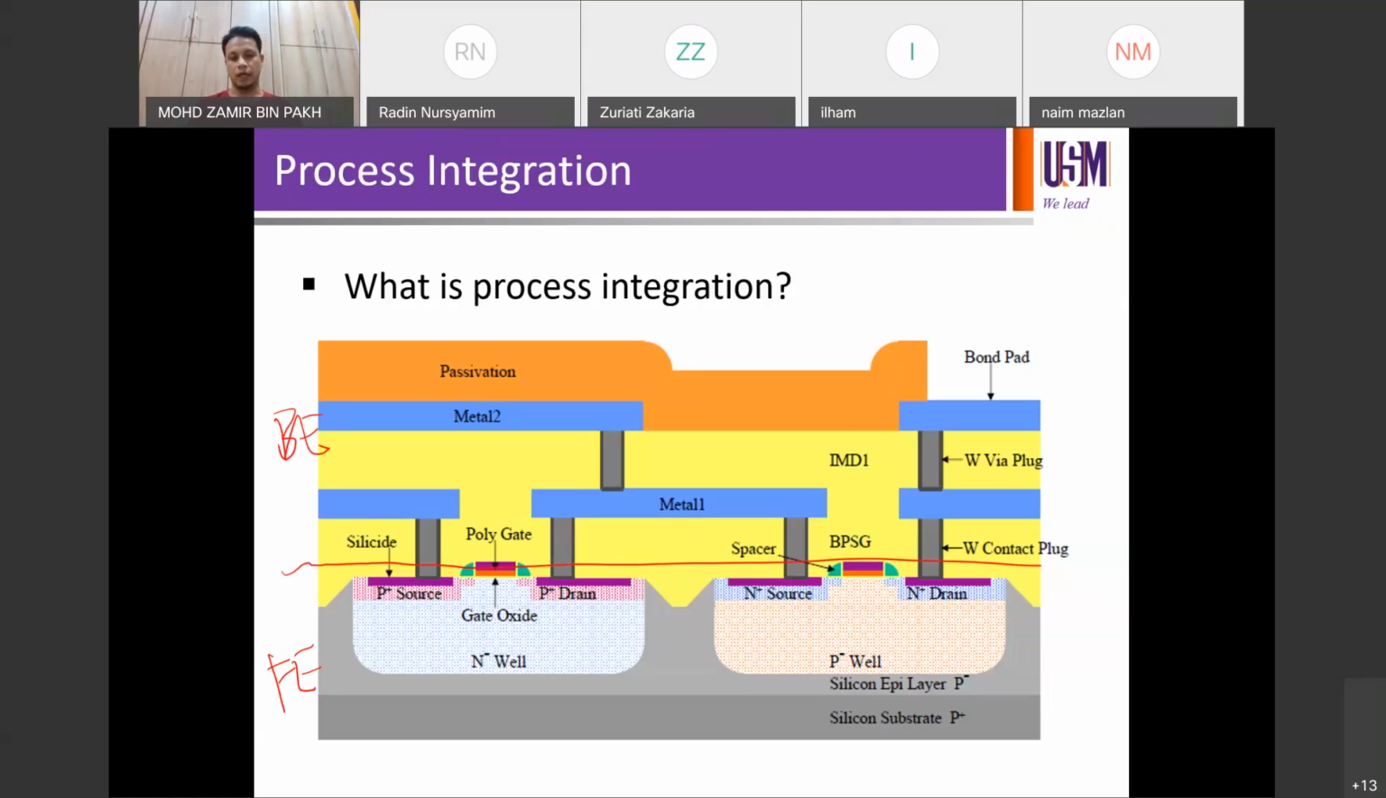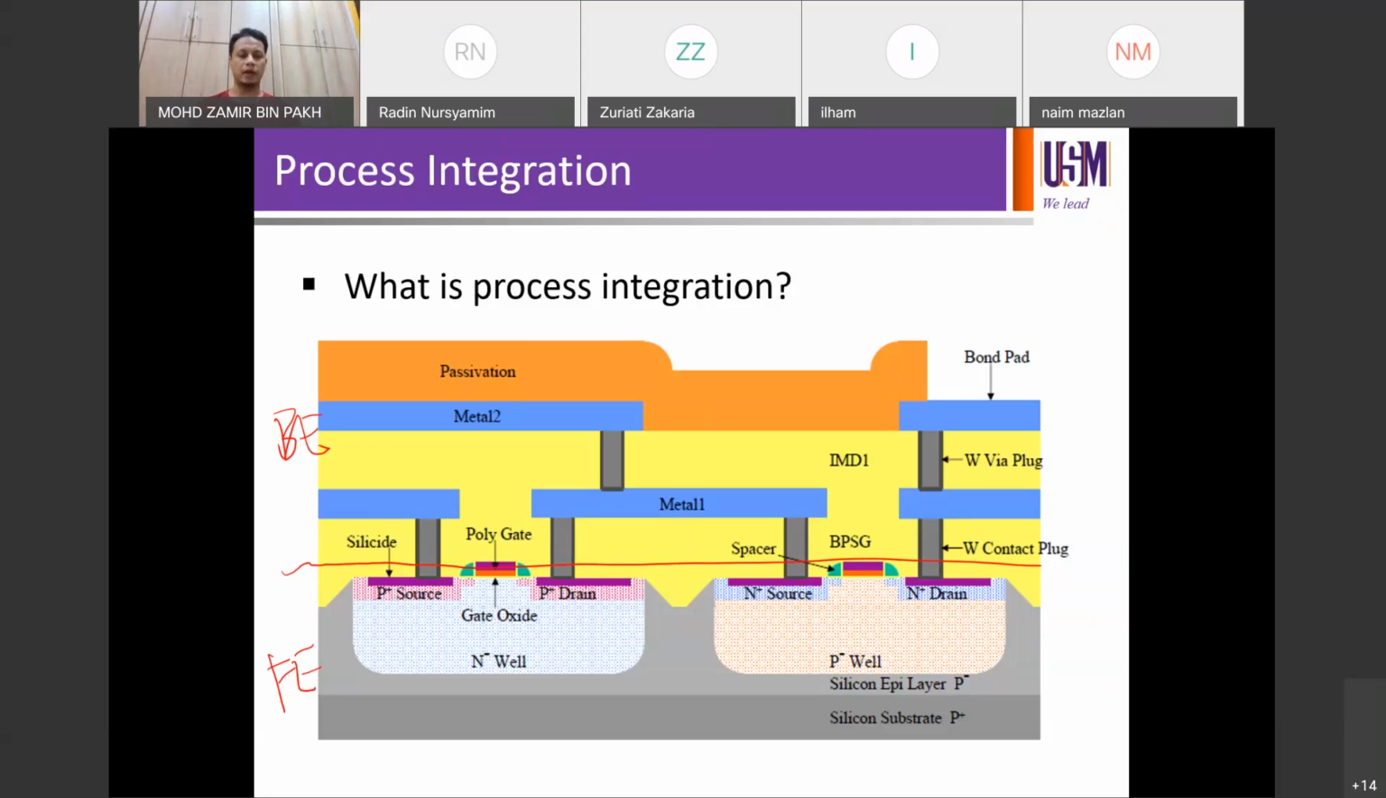Okay, so if you're assigned to follow a process integration engineer for front end, then your day in and day out, your daily basis, you're going to be working on STI or well or source drain formation or gate ox. So you're going to be looking at all these processes to make sure that they are well developed, well sustained, well controlled by process engineers of every single department, of every single process that we have in the process flow.